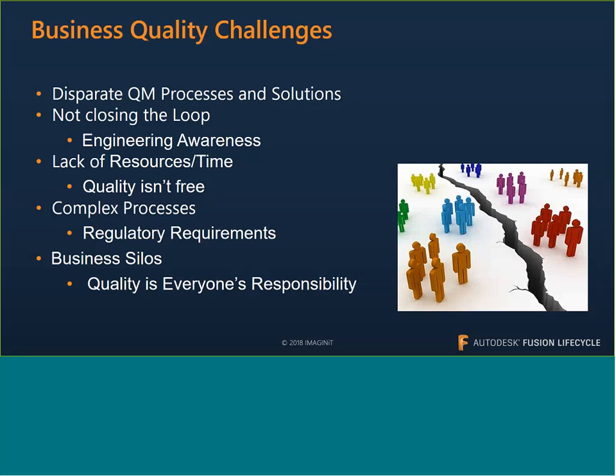Doing more work with the same amount of people. And then another thing is complex processes. Maybe you've got some regulatory requirements, whether it's environmental, regulatory, or medical. There are companies out there that have very complex quality processes, and others that aren't as complex. Well, the nice thing about Fusion Lifecycle is it's able to do both. We can implement some very simple workflows. We can go very complex.